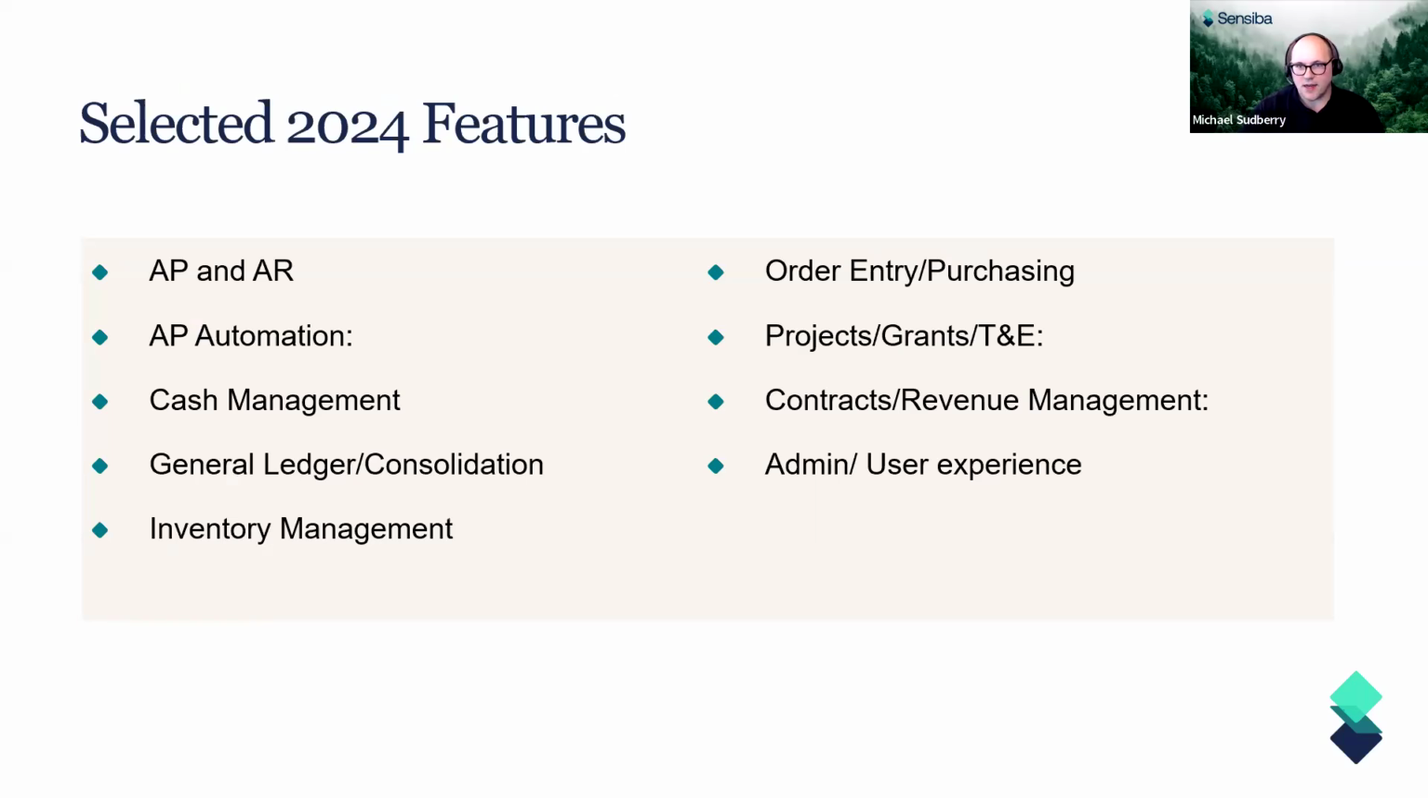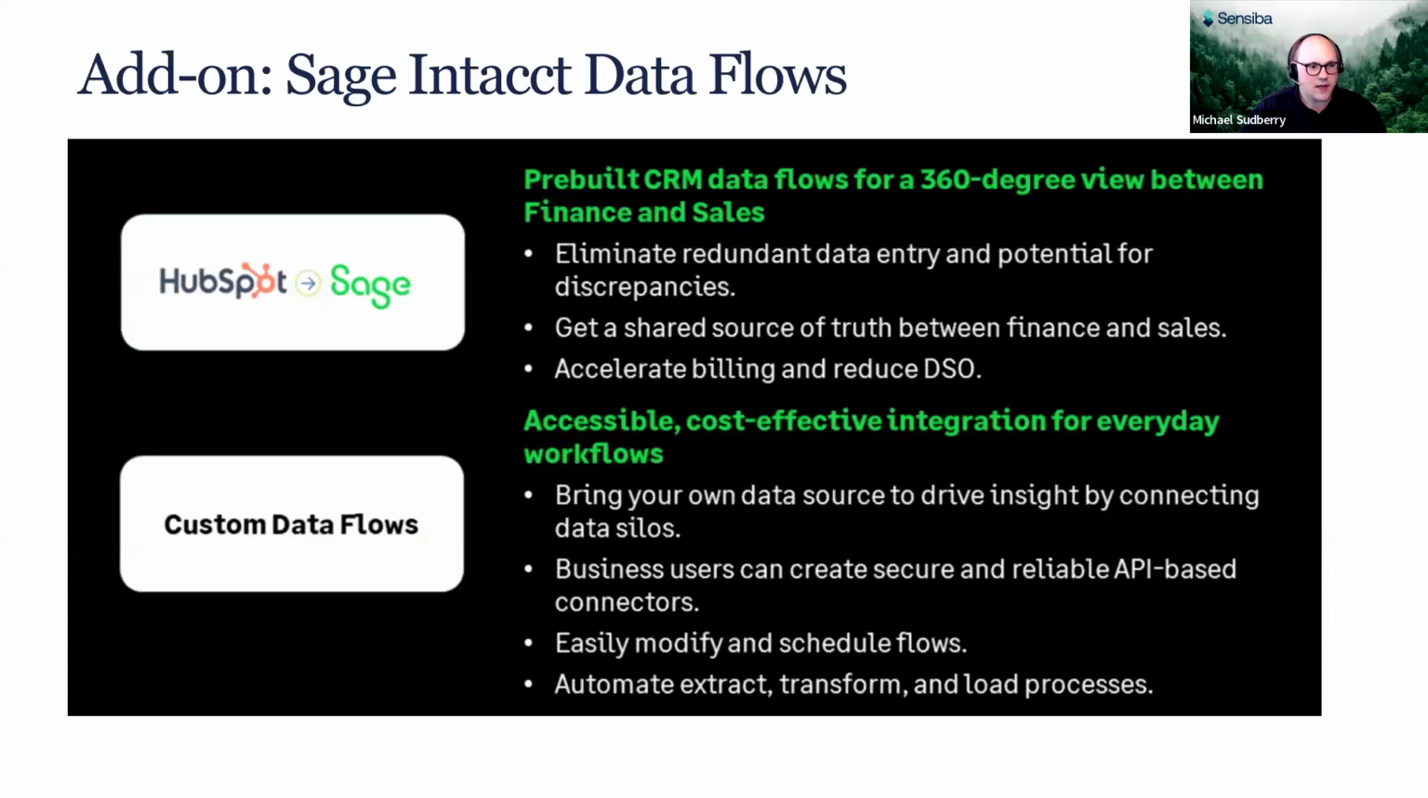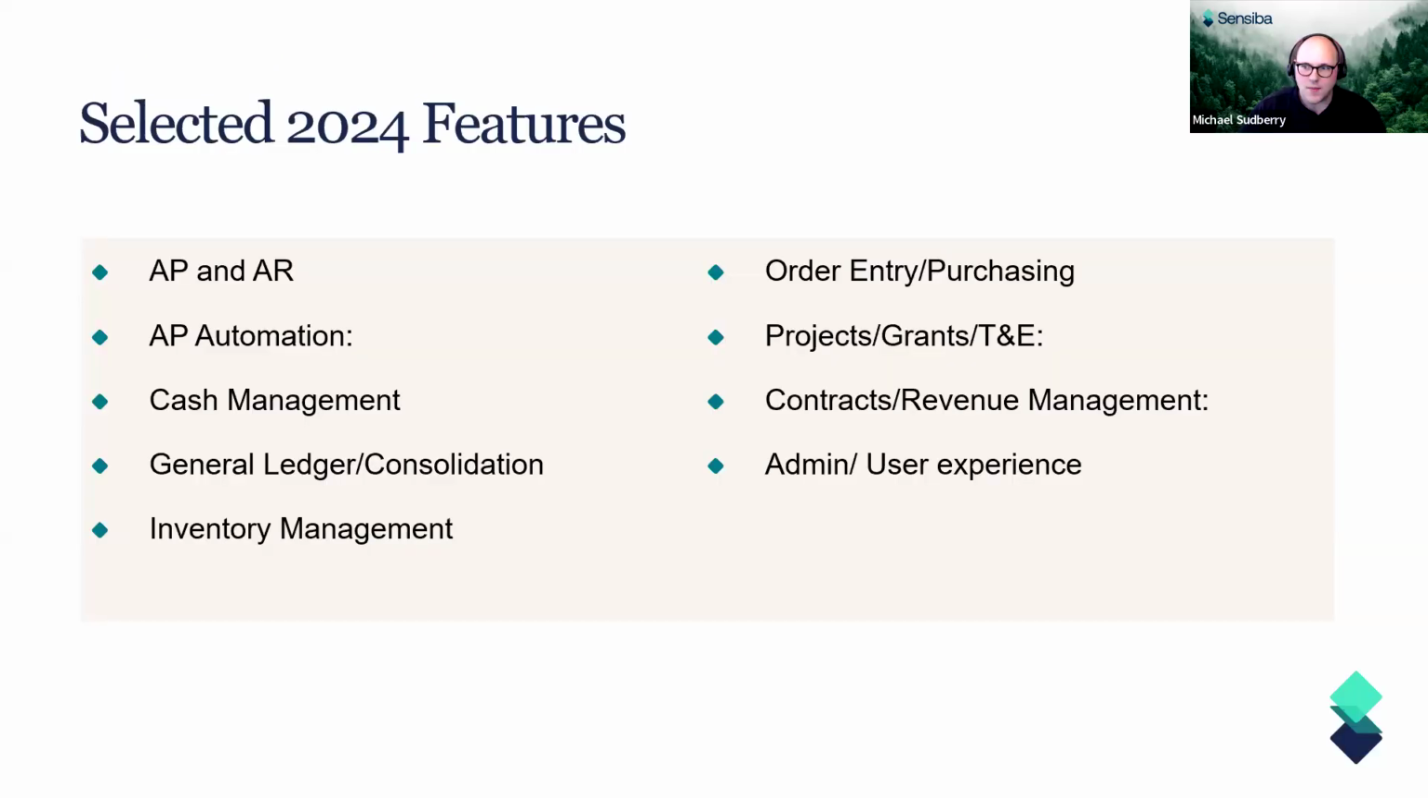And this wasn't the whole list. This was not even close. We just wanted to talk about what we felt might be useful for the majority of our clients. So we covered enhancements in AP and AR, the ever-evolving AP automation, changes to cash management, general ledger and consolidations, the inventory management tools that have been rolled out, order entry and purchasing changes, projects, grants, and time and expenses enhancements, which I feel like a lot of those are really, really useful, contracts and revenue management changes, and just changes to the admin and user experience and the enhancements that came out of that.